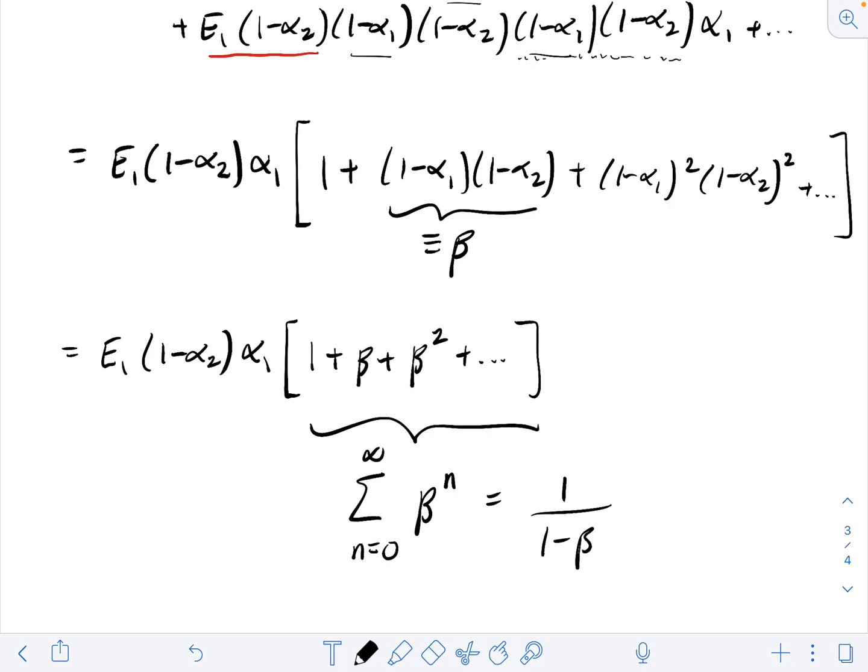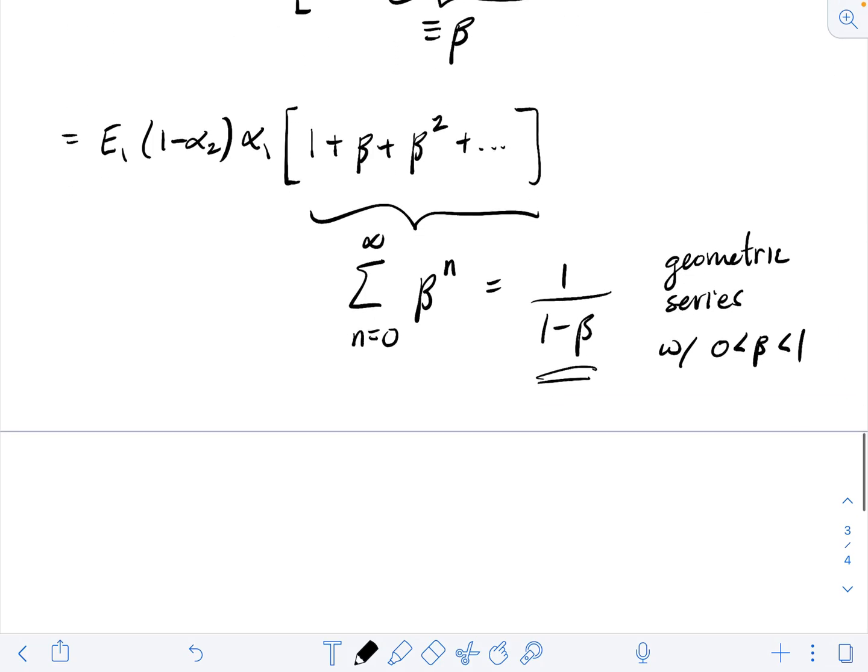And it has to be, because if alpha 1 is the absorbance, then 1 minus alpha 1 is less than 1, right? We can't have an absorbance greater than 1. And same thing with 1 minus alpha 2. That's also a number that's greater than 0 and less than 1. And so we have a product of two numbers that are less than 1, and that means that what we have is a geometric series with beta between 0 and 1. And so that's the solution.